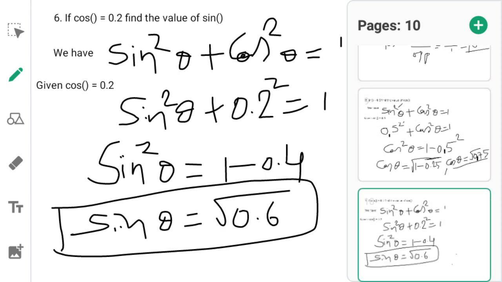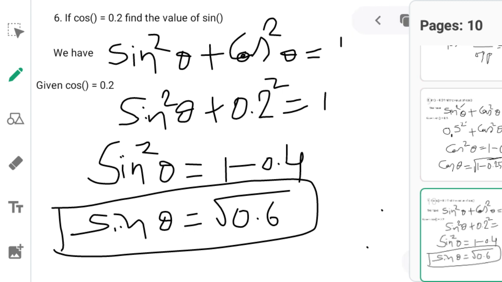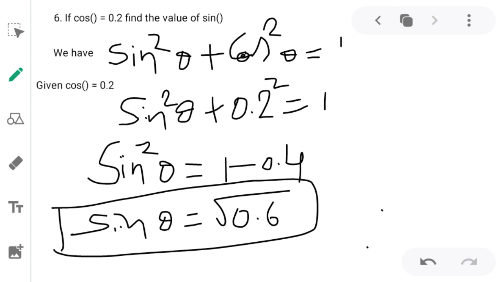When cos theta is given, we have to find the value of sin theta. Cos theta is 0.2, find the value of sin theta. Again the same equation, sin square theta plus cos square theta equals 1. Sin square theta plus cos theta is given as 0.2, square it. So sin square theta equals 1 minus 0.2 square, which becomes 0.4. It is in the plus position, so when you take it to the right hand side of the equation, it becomes minus 0.4. So sin theta equals root of 0.6.